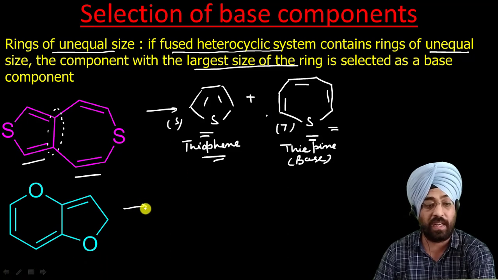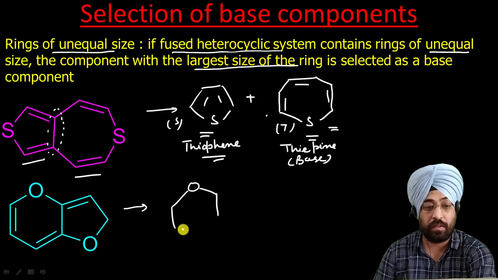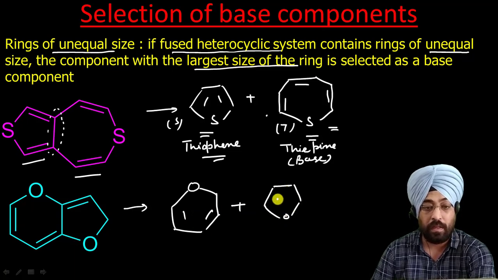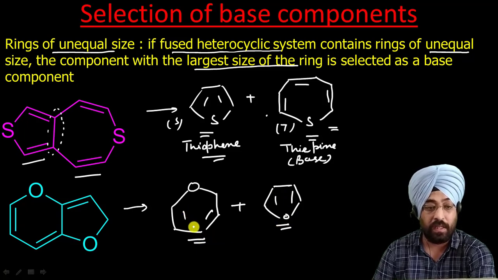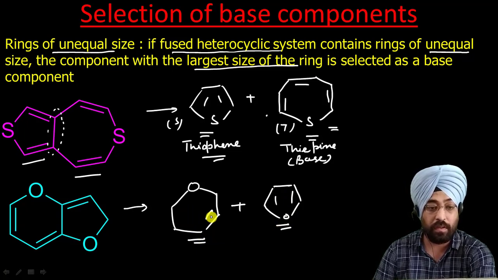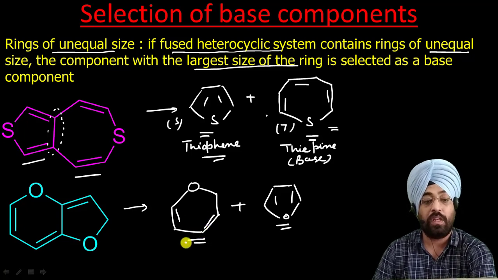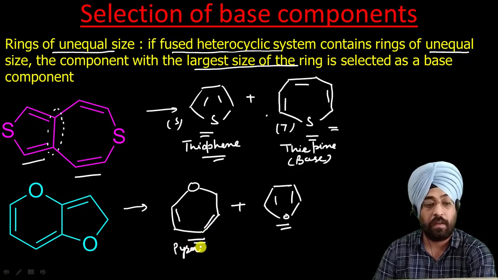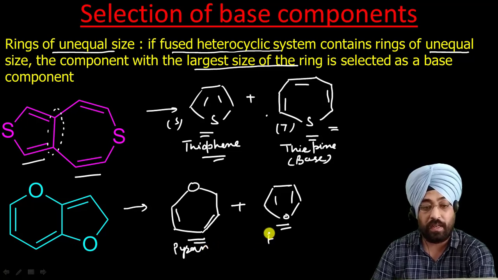Similarly here we can break this into something like this, pyran plus thiophene. Now it is a 6-membered ring, it is a 5-membered ring. So here you go. Now this is pyran, this is its trivial name, and this is your furan.